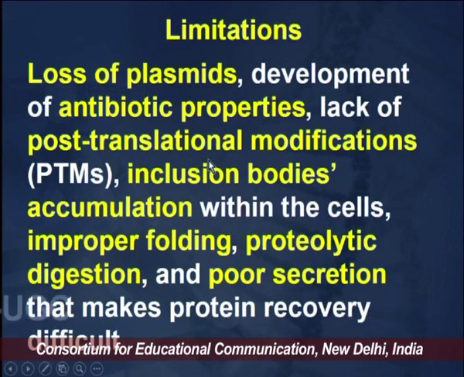Then there is a lack of post-translational modifications. This is again a very important limitation that needs to be understood, and therefore genes were cloned and expressed in higher organisms. In bacteria no post-translational modifications occur, so that has to be done in vitro. If we have a higher organism system, like a eukaryotic system, where post-translational modifications occur, it is easier to produce human insulin in the form in which it is produced in humans.